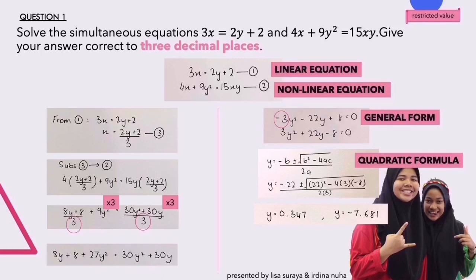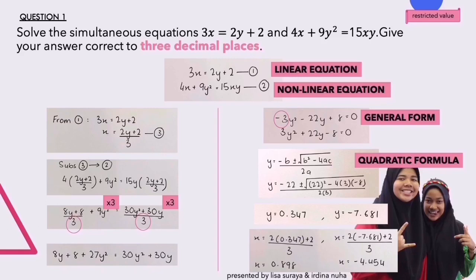To get the values of x, you simply insert the value of y in equation 3. And there you go, x equal to 0.898 and the second value of x is negative 4.454. And all done. Thank you.